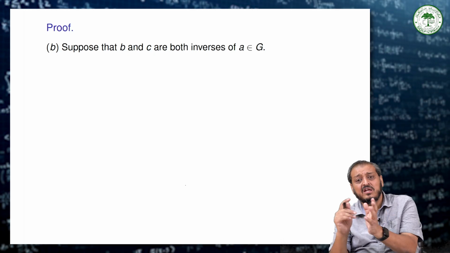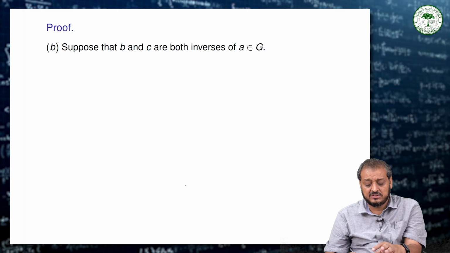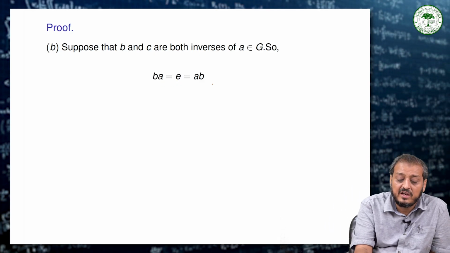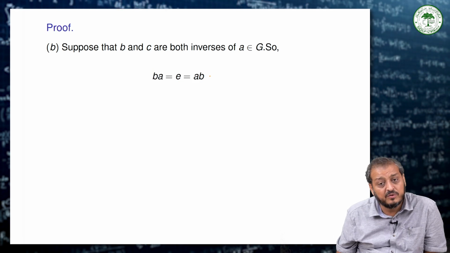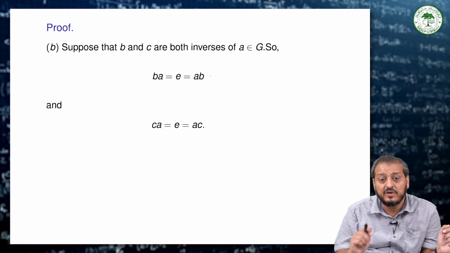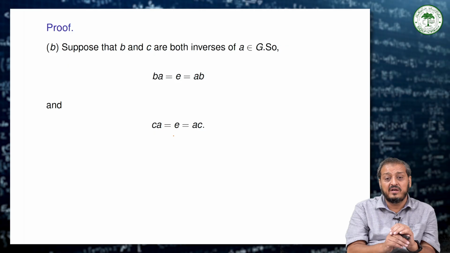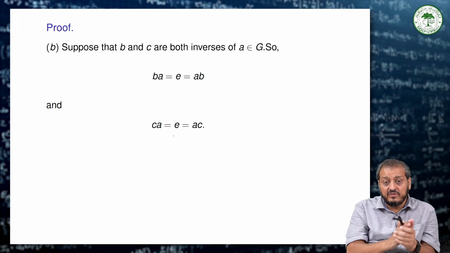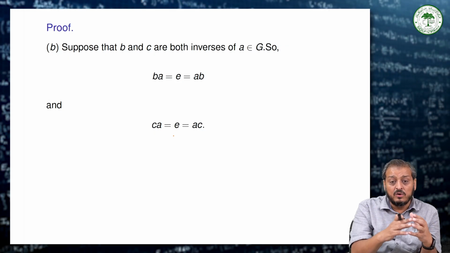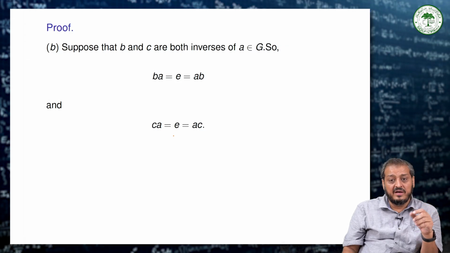If B and C are the inverses of A, then B composition A is equal to identity and C composition A is also identity. So B composition A is equal to identity and A composition B is also identity, and because C is the inverse of A, C of A is equal to identity and A of C is equal to identity. So we have to prove that B and C are the same.